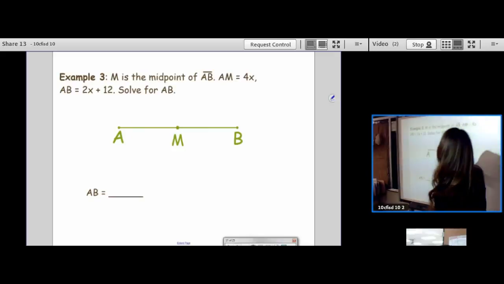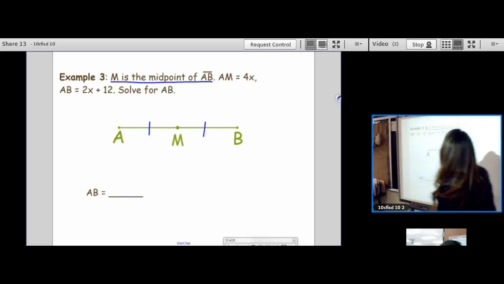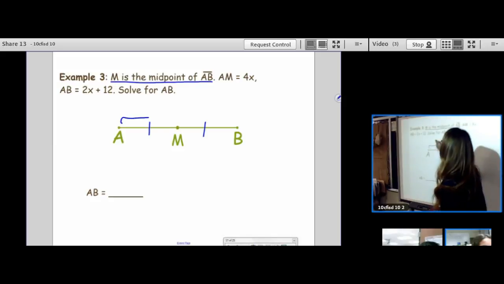M is the midpoint of AD, so you stop right there and you add tick marks. AM is 4x.